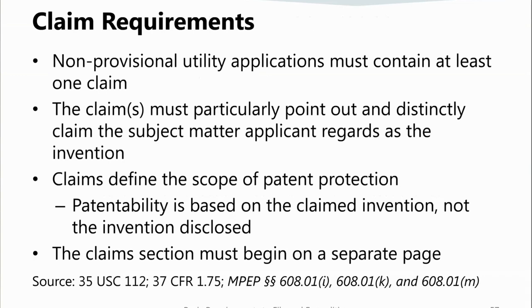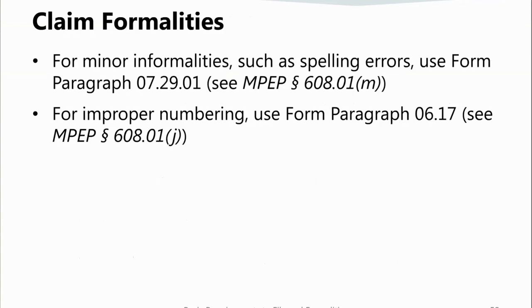As mentioned, at least one claim is required for a non-provisional application. The claims define the scope of patent protection sought. Claims must begin on a separate page from the rest of the disclosure. This slide and the next provide information on form paragraphs to be used when objecting to claims. The original numbering of the claims must be preserved throughout the prosecution.